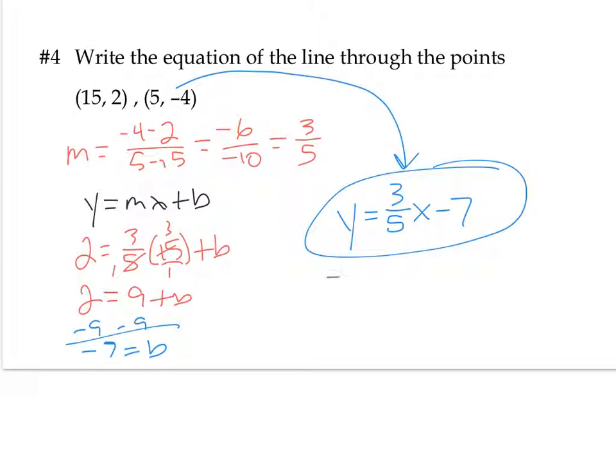Let's do that. I'd have -4 equals 3/5 times 5 minus 7. It's -4 equals, those will cancel, 3 minus 7. I'll get -4 equals -4. That checks. So the point (5, -4) works. I could be pretty confident that's my right equation for the line: y equals 3/5 x minus 7.